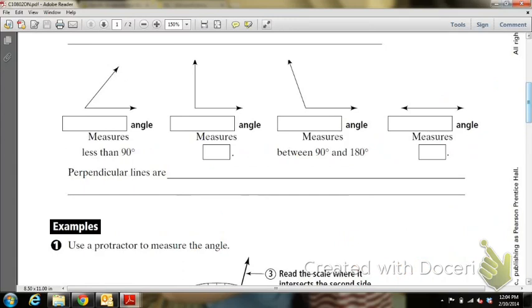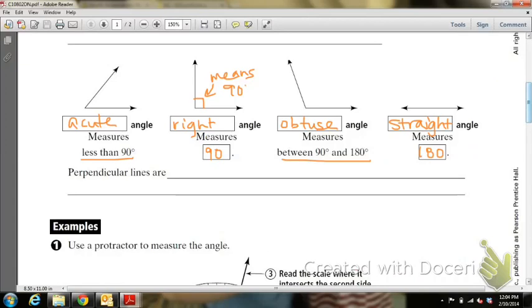Okay, so now let's talk about the different types of angles. We have an acute angle, and that means the measure is less than 90 degrees. We have a right angle, which measures 90 degrees, and you'll know it's a right angle because you'll see that little box in there. That means 90 degrees. We have an obtuse angle, which is somewhere between 90 and 180. It's a bigger angle. Or we have a straight angle, which measures exactly 180 degrees.